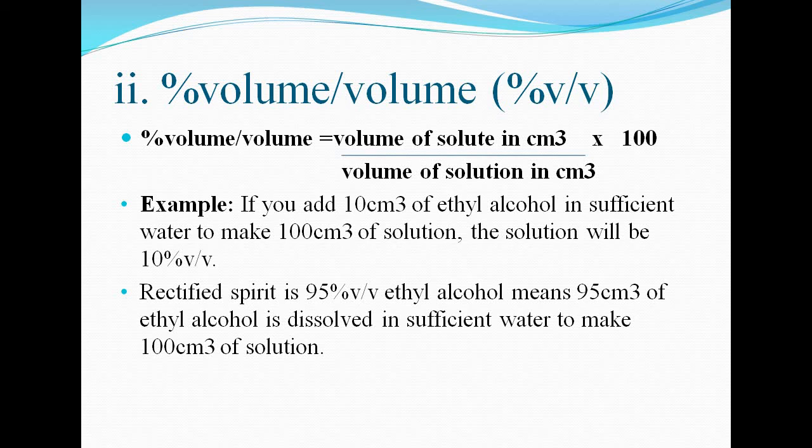95% means 95 ml or centimeter cube of ethyl alcohol is dissolved in a sufficient amount of water to make it 100 centimeter cube of a solution. The whole solution is 100 centimeter cube, and in 100 centimeter cube 95 centimeter cube is ethyl alcohol and the remaining is water. So this concentration would be 95% V by V ethyl alcohol.